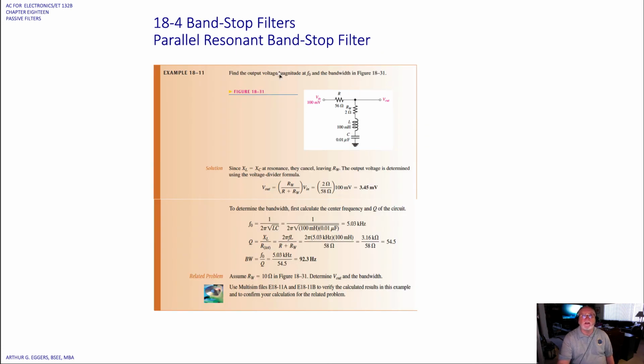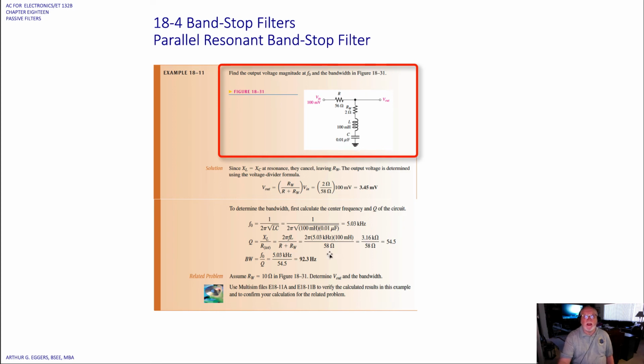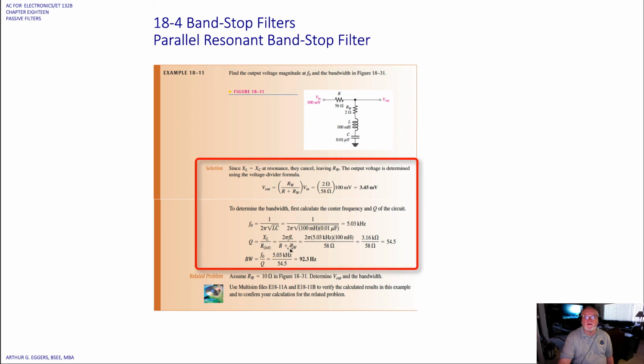So again, another example here from your text. The same type of example. Work through it and use each of these relationships. Again, voltage divider, center frequency, Q, using what you've calculated. Find the bandwidth from the Q and the center frequency. In this case, a very narrow 92 hertz.